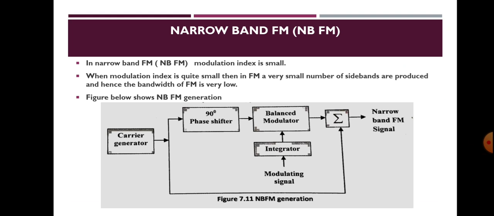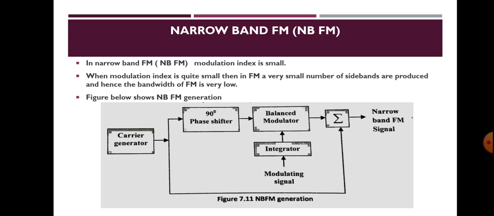First of all, let us see what is narrow band FM signal, that is NBFM. In narrow band FM signal, the modulation index is small. That means the number of sidebands will be small, so the bandwidth will be small. When the modulation index is small, the number of sidebands will be smaller in the case of FM wave. That means the bandwidth will be very low. The figure shows the narrowband FM generation diagram.